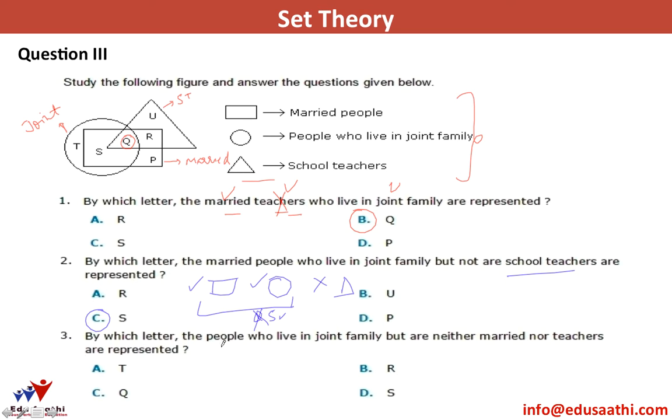By which letter the people who live in a joint family, so I need a circle, but are neither married nor teachers, so only in a joint family, which belong only to this set, joint family. So what is my answer here? T. Because this lies only inside the circle and outside this rectangle and outside this triangle here. So my answer option is the A part here.